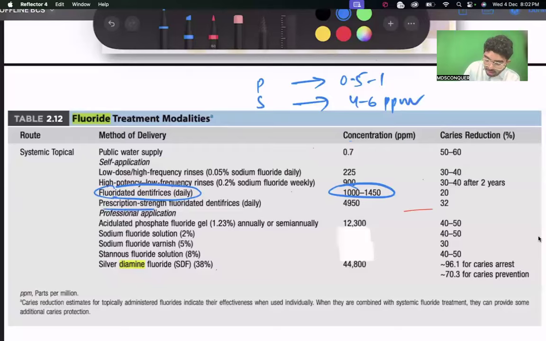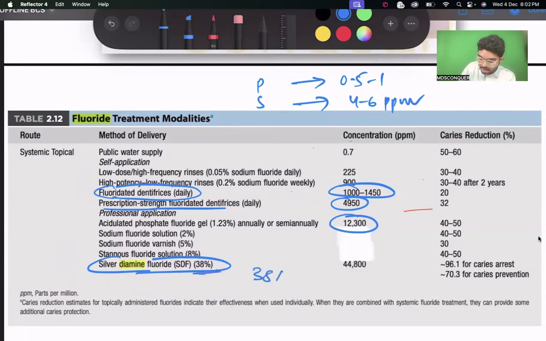Prescribed professionally strengthened fluoride dentifrice, if they're asking, targeting only fluoride, it's going to have more, that is around 4,950 ppm. 1.23% of APF gel, ppm is 12,300. And of course, we have discussed this SDF. SDF, what is the percentage? Yes, right, 38%. 38% is 44,800.